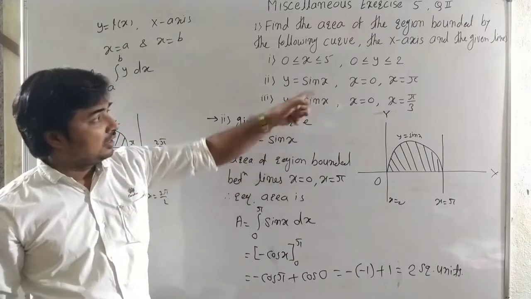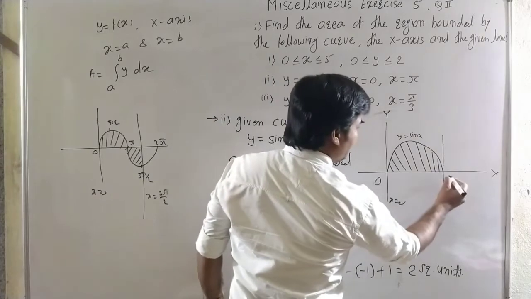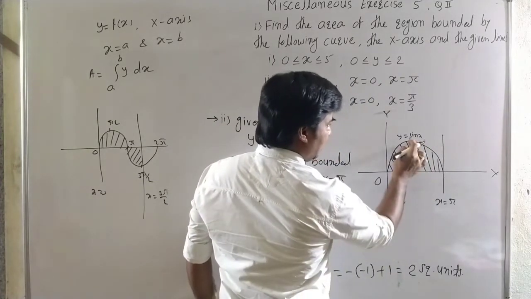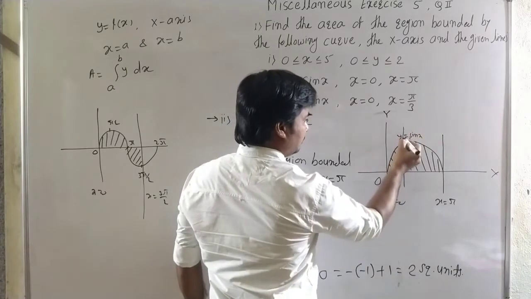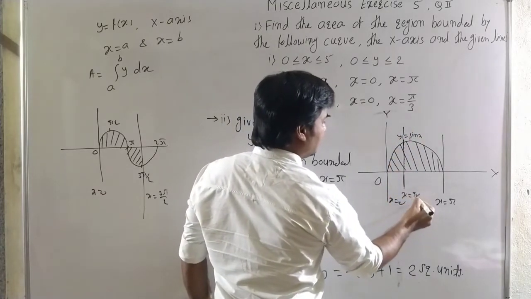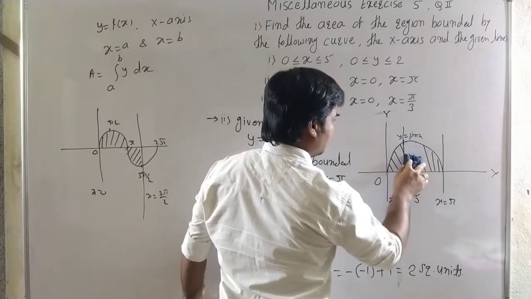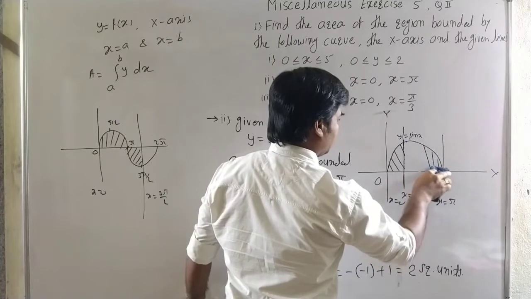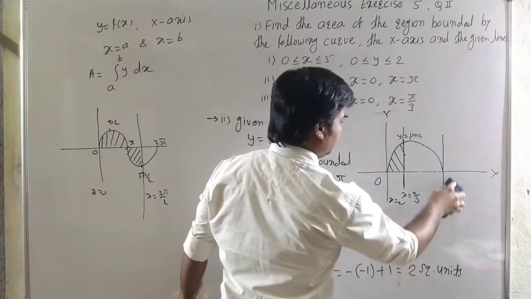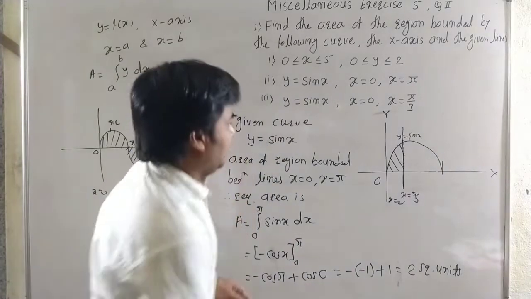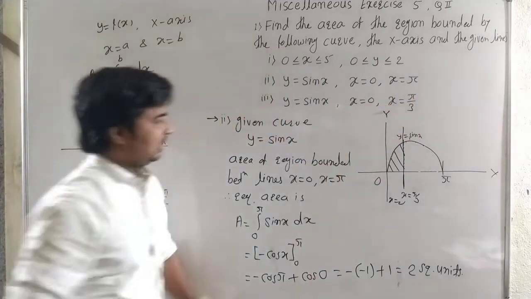In the given curve, but here the limit is 0 to pi by 3. Okay, here we know it is 0, it is pi. Now here it is pi by 2. Now pi by 3 is less than pi by 2, so here we get pi by 3. Here x is equal to pi by 3. Now for the third example, we want the required area in this form. Here it is the sine, here it is 0, here it is pi, but we want to find the area between the region 0 to pi by 3. Here it is the required area.